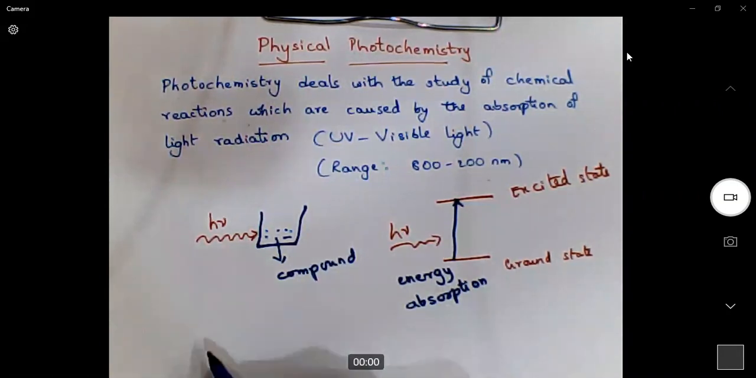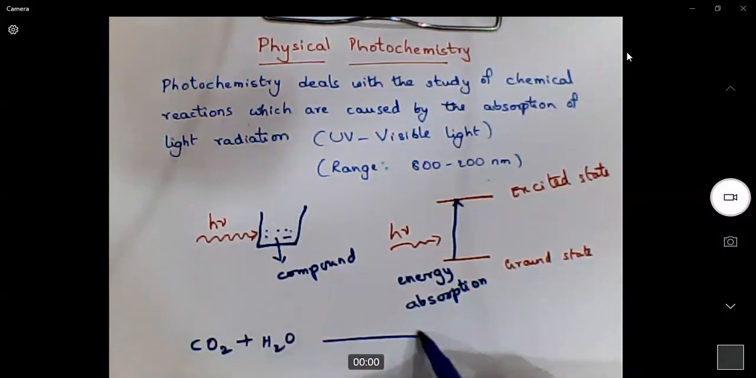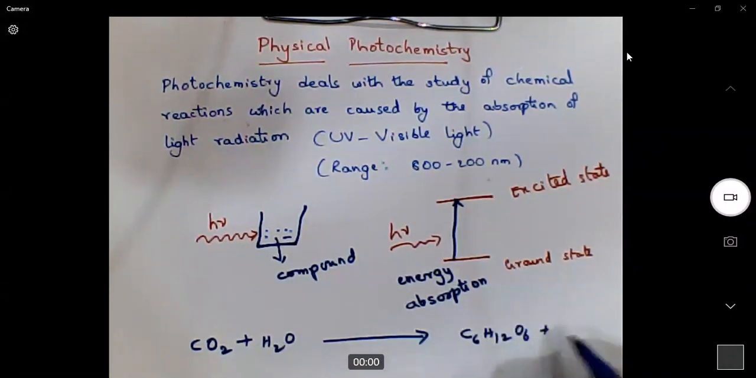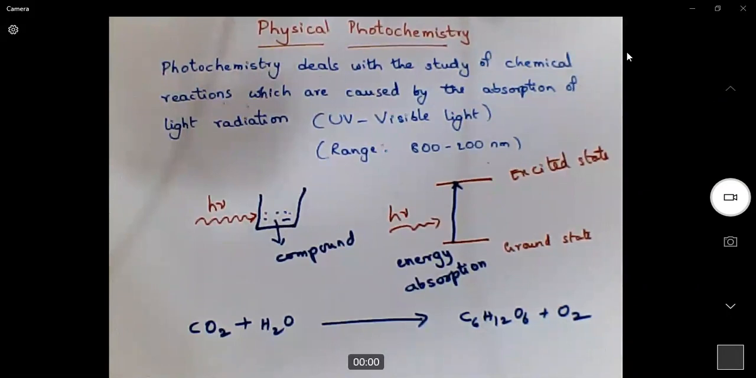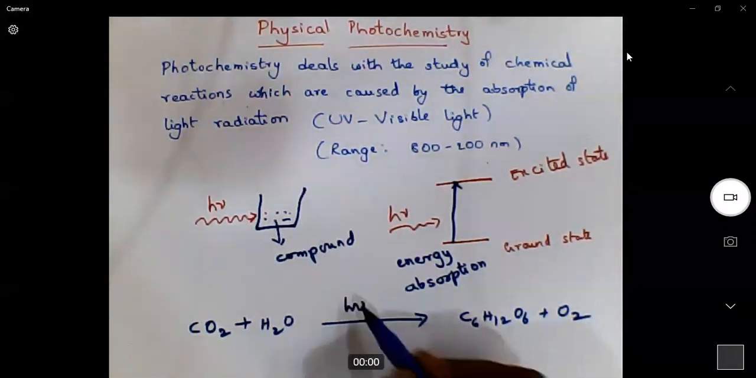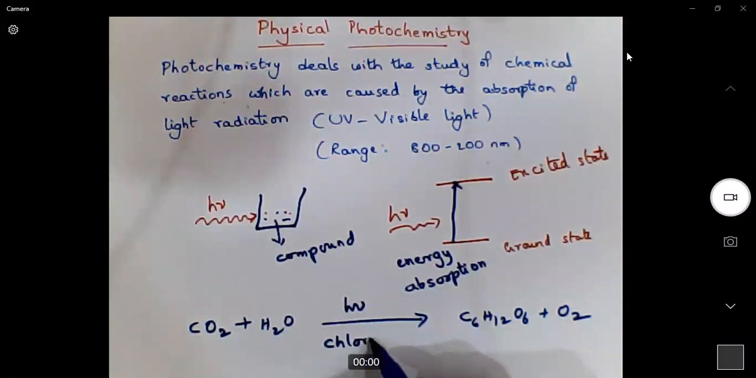Of course, we know many reactions which occur under the influence of sunlight. Conversion of carbon dioxide and water into useful products like carbohydrates and oxygen is the best example of a photochemical reaction. It occurs in the presence of sunlight and a green pigment, chlorophyll. So this is how nature develops food. We can balance it.